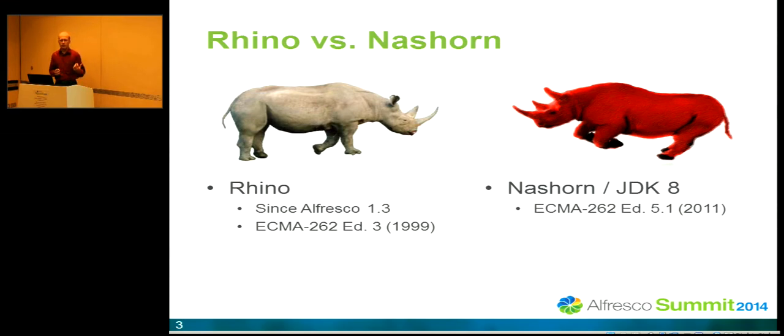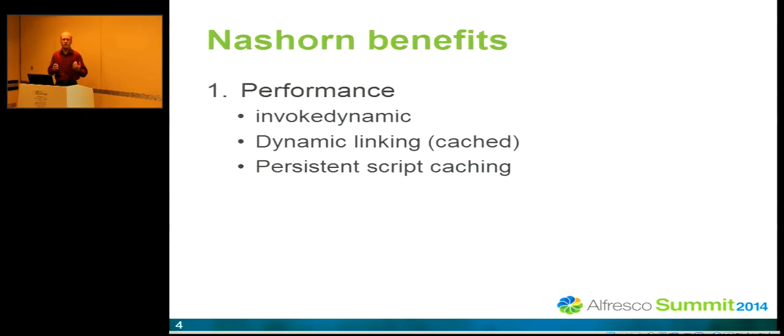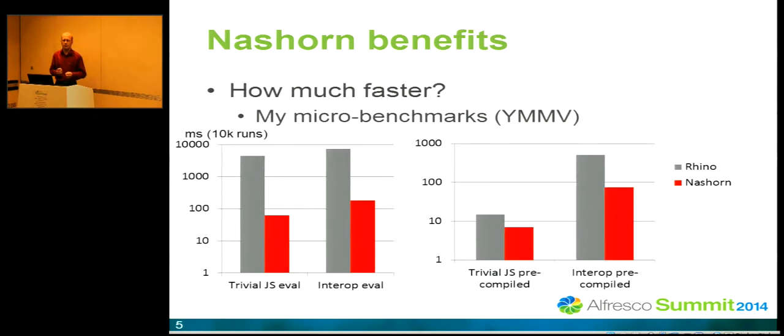And one of the features that Nashorn makes use of is the invoke dynamic bytecode instruction in Java 8, which allows for better performance when calling native Java components from dynamic languages such as JavaScript. But also we have some other improvements, for example, persistent script caching or dynamic linking to resolve the Java objects.